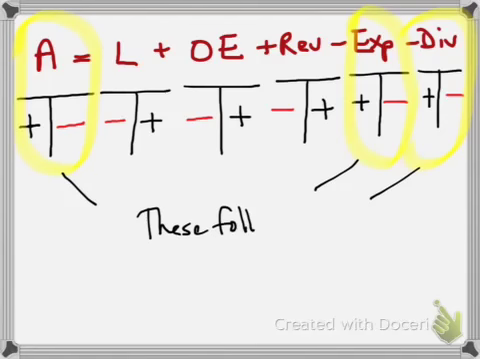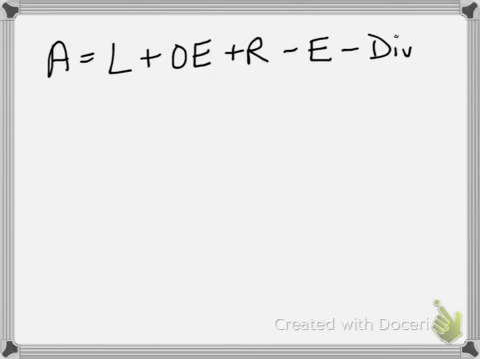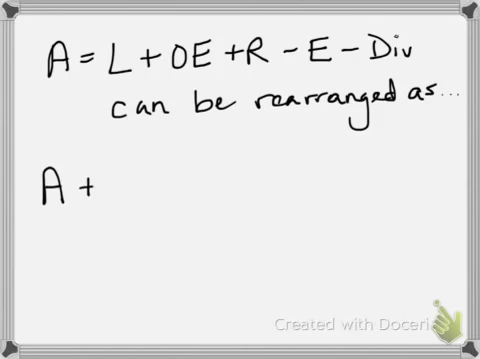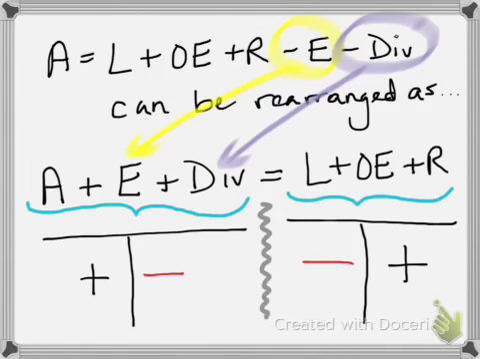So if you notice, the assets, the expenses, and the dividends all follow the same rule. Debits are increases, credits are decreases. Why is that? If we take the accounting equation, it can be rearranged as follows. If we move the expenses and the dividends to the other side of the equal sign, we get rid of the minus. So we have assets plus expenses plus dividends all with a positive sign, and the liabilities and the owner's equity and the revenue all with positive signs. Then we can see that the rules are simply reversed. Plus minus on the left, minus plus on the right.